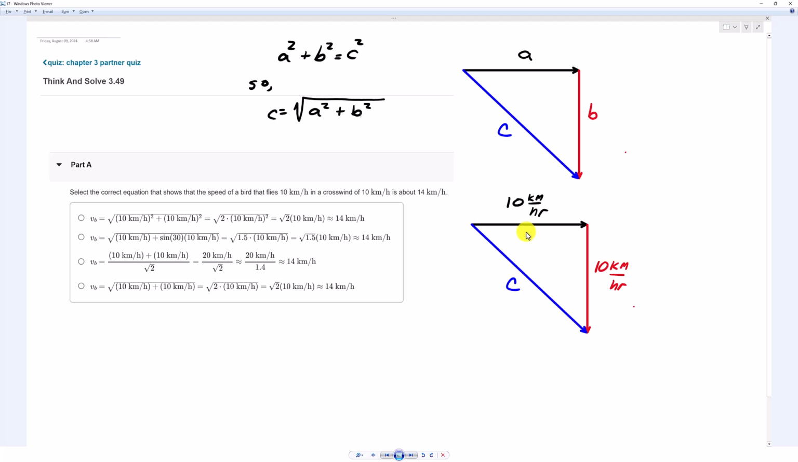So I have the exact same triangle, but now I'm calling A 10 kilometers per hour and B 10 kilometers per hour. So in this case, the net result, the speed of the bird, would be c, and c is the square root of a squared plus b squared, where a equals 10 kilometers per hour and b equals the 10 kilometer per hour crosswind. And the only equation that is correctly describing that is this first equation in my case.